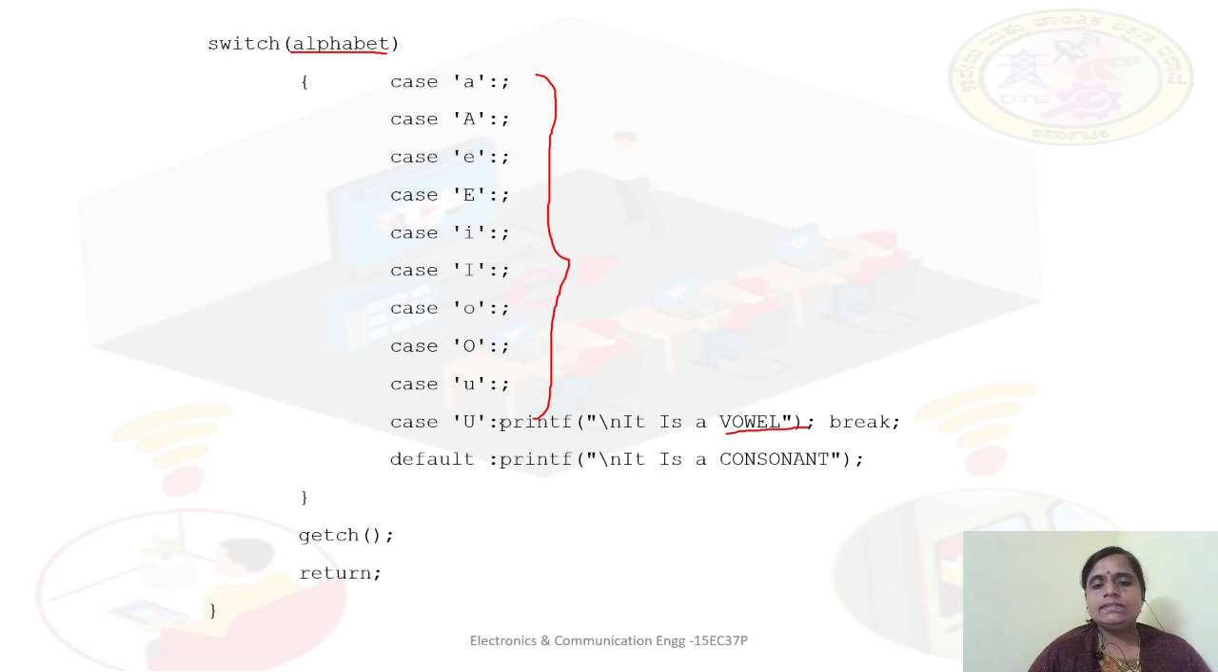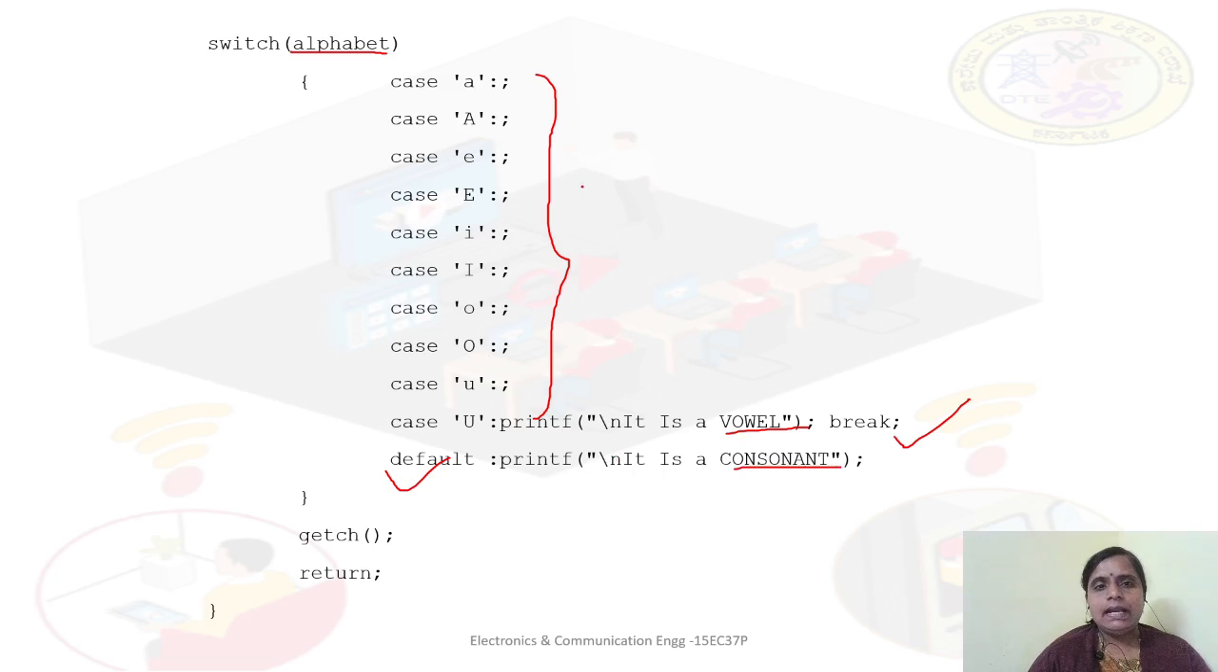But once it checks the last case, and if it is found to match any of these cases, it has to print that it is a vowel and it has to break. Otherwise, if it is not matching any of these cases, it will go to the default, and it says that it is a consonant. So this is the program.